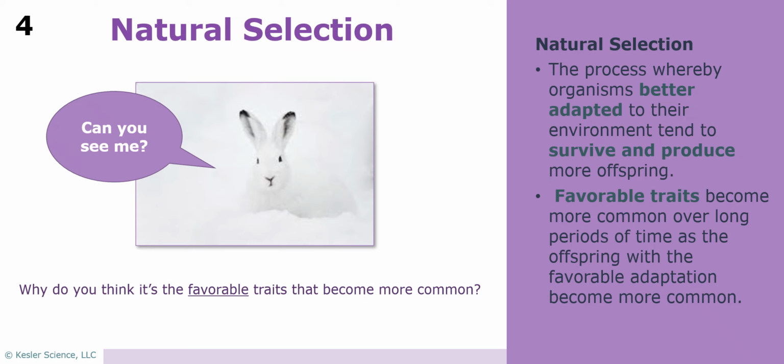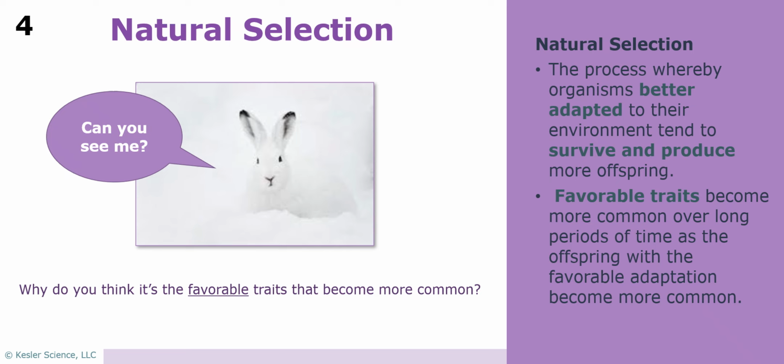Natural selection is where better adapted organisms are going to live longer, survive more, and reproduce more offspring. The favorable traits that they have become more common over a long period of time because the offspring have those traits that are favorable. So if you look at the rabbit over on the left, what has happened over the course of many, many years is there was a population of rabbits who lived in a certain area in the cold frozen north. Those rabbits were going to have different colors because there was genetic variation.